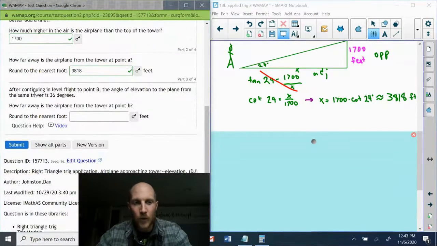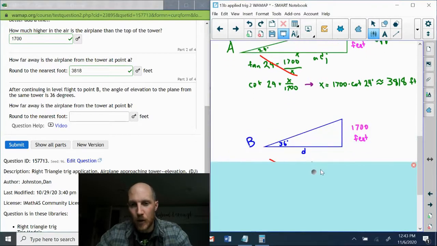Okay, so now after continuing in level flight, that means the elevation of the plane does not change, to point B, the angle of elevation to the plane from the same tower is 36 degrees. How far away is the airplane from the tower at point B?